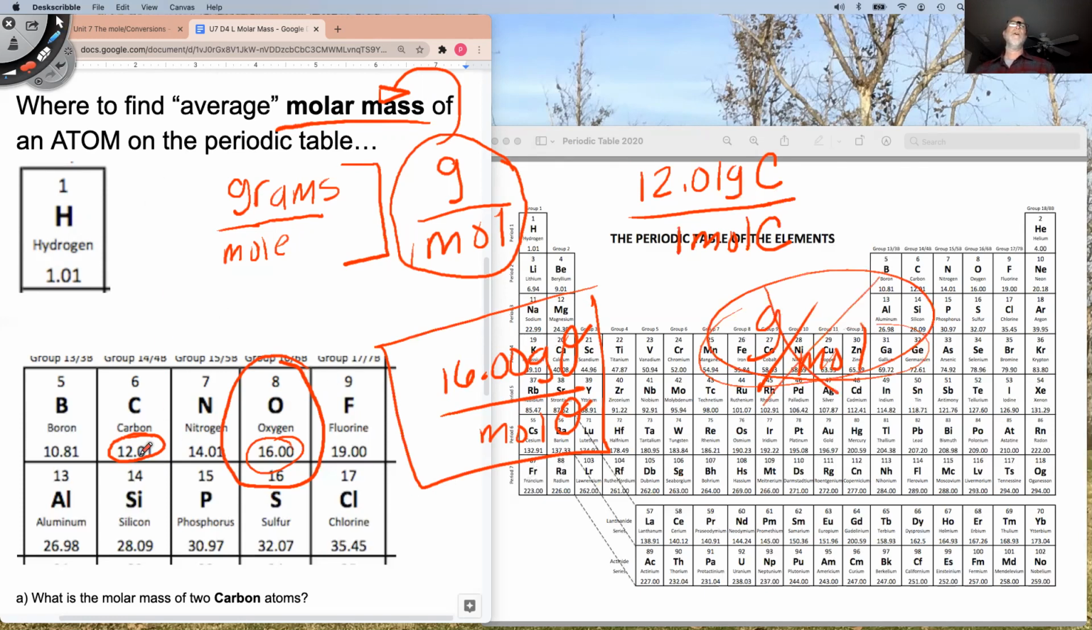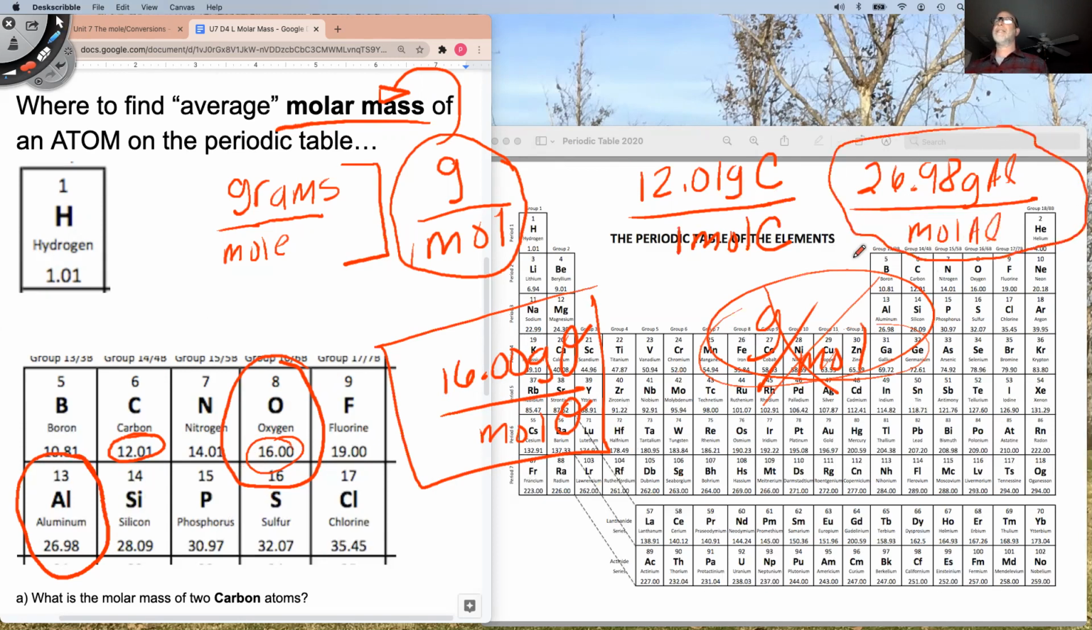Let's try one more. What is the molar mass of aluminum, ladies and gentlemen? What would be the molar mass of aluminum? Yep, the molar mass of aluminum is 26.98. Mr. Pepper, do we always have to use the, yes, you do. You always have to use the decimals. 26.98 grams of aluminum for every mole of aluminum. And that's how you would write the molar mass. Yes, all of that has to be there.